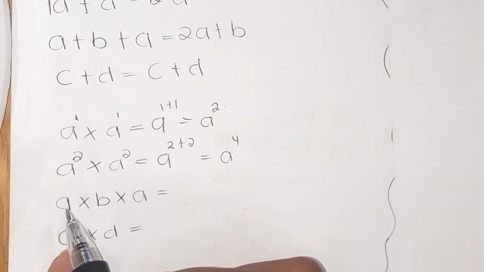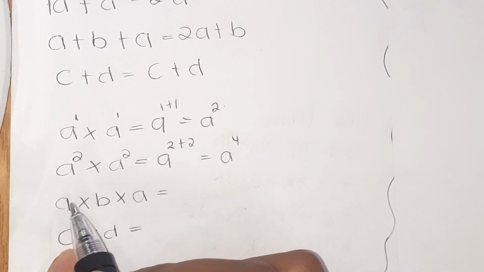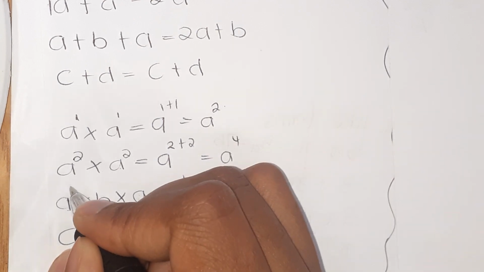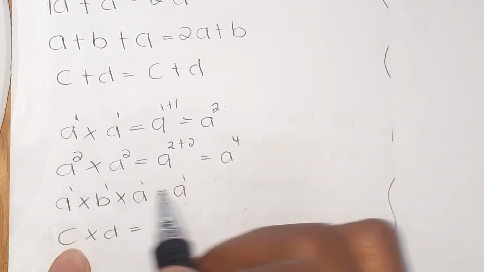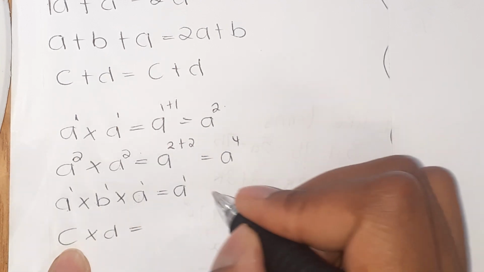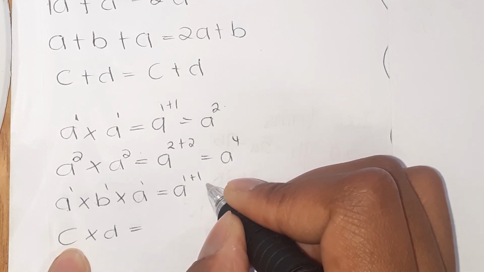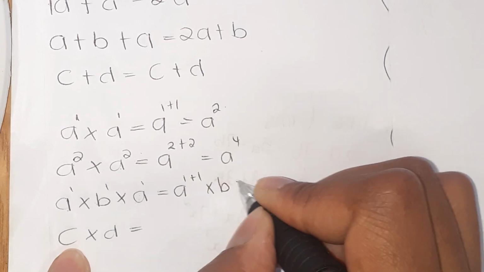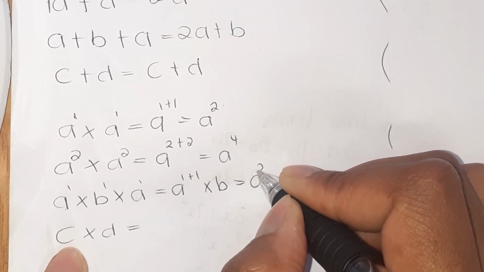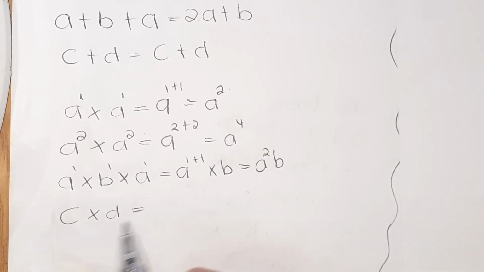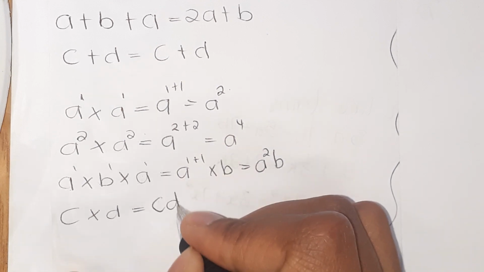Now a, b, a. We have these two a's. The power is 1 and 1, because there's nothing written there. So a to the power of 1 plus 1, and then times b, and that will equal a squared b, right? So we have c times d, that is cd.